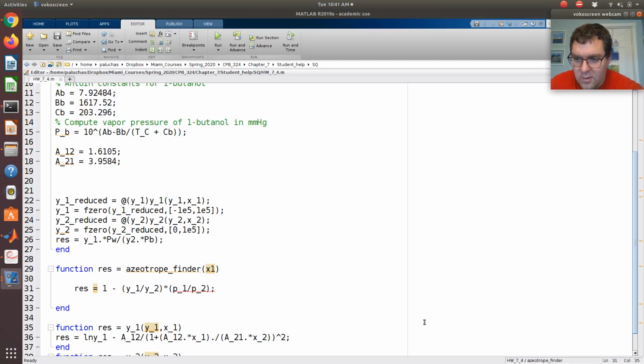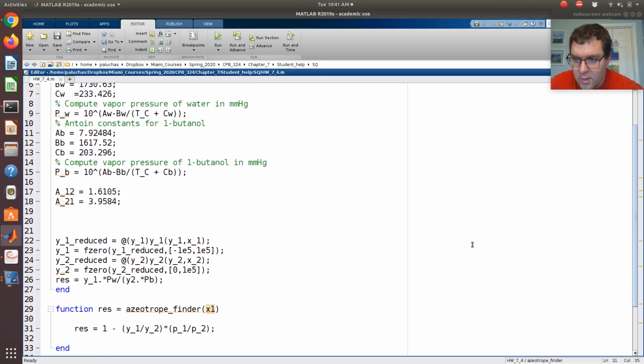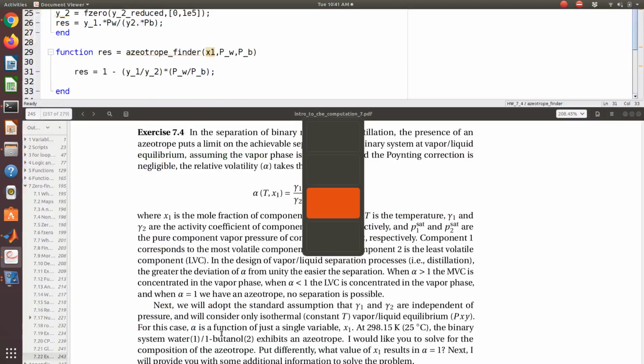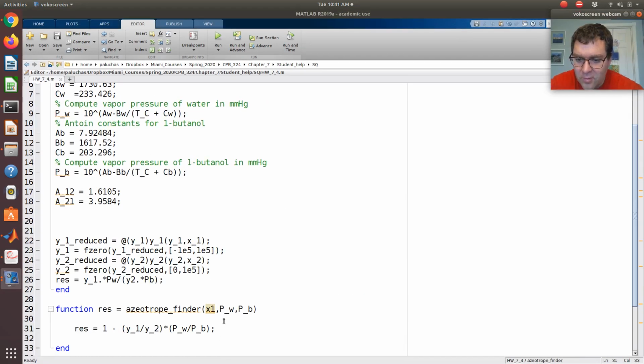Now let's tidy this up and figure out exactly what we need. If I look at my error function, I'm going to need the vapor pressure of water and butanol, which I computed up here. So I'm going to add to my signature PW and PB. I'm going to try and use the same notation as up above, PW and PB. Again, component 1 is water. Just trying to make sure I got those before we trudge forward.